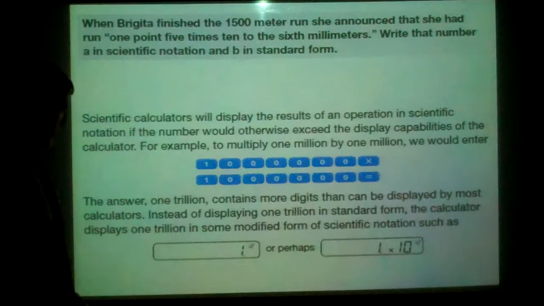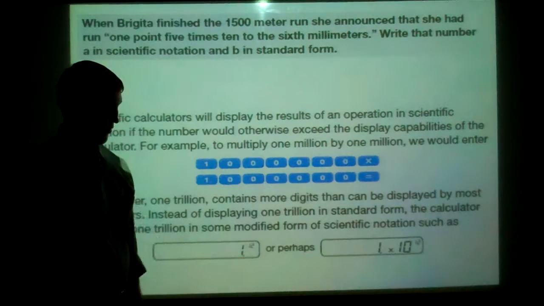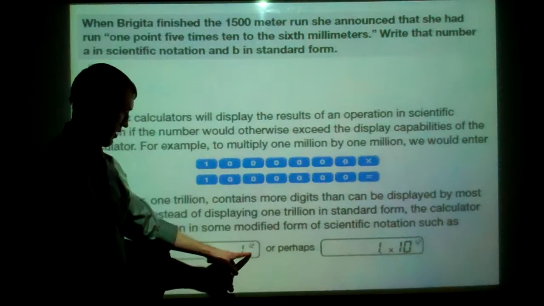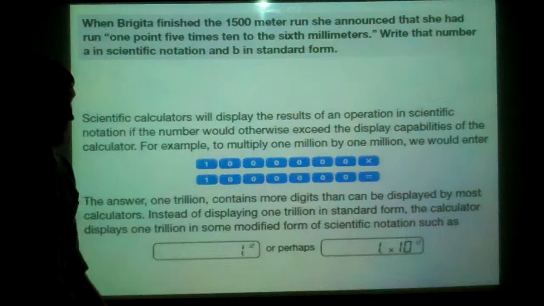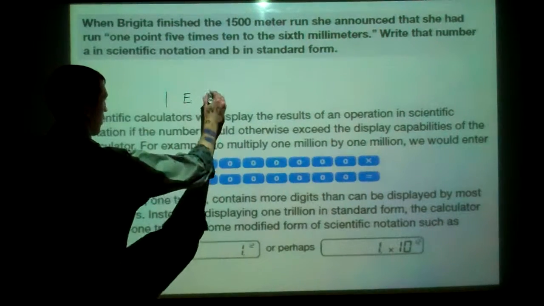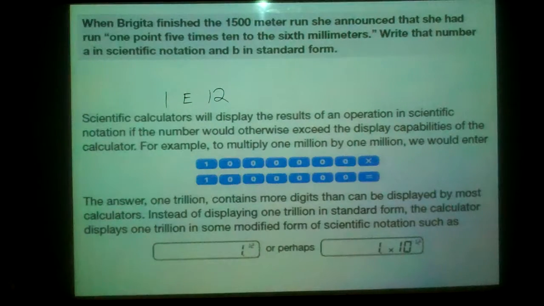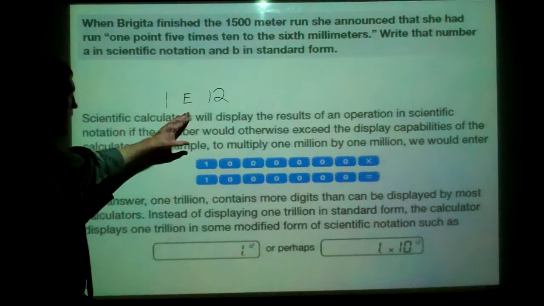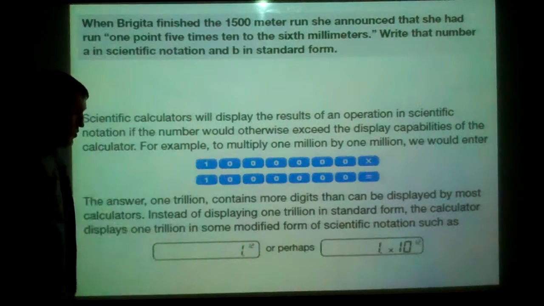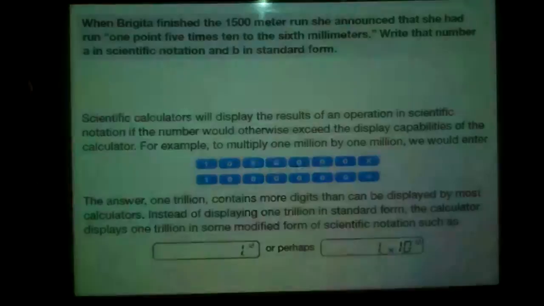So there's a bunch of different ways they could show it. 1 times 10 to the 12th, 1 point, and then they have a little 12 up there. My calculator would show 1 e to the 12th. That would mean 1 times 10 with the exponent of 12. A bunch of different ways that they show that. So, just so that we're aware.